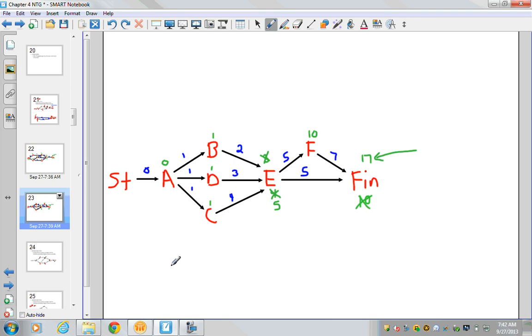Remember, whenever you have multiple arrows going into a vertex, it's always going to be the largest, or I'm sorry, the biggest number. All right, if you have any questions, please let me know.